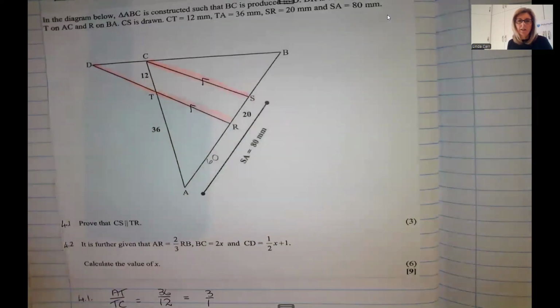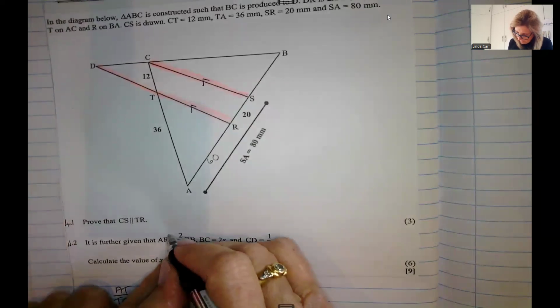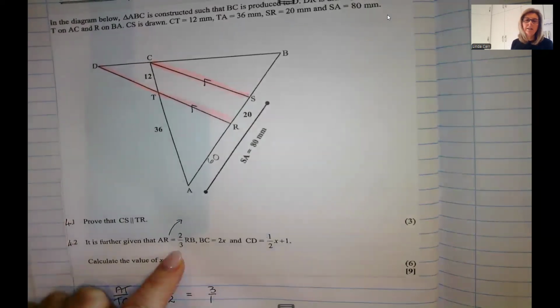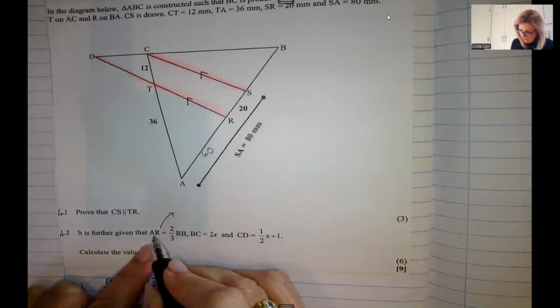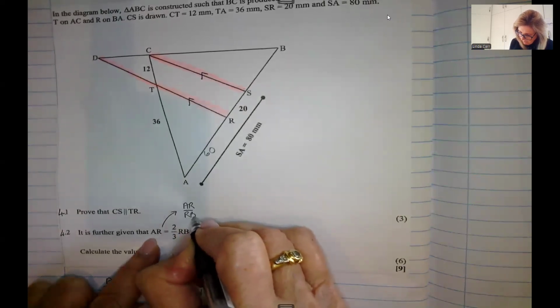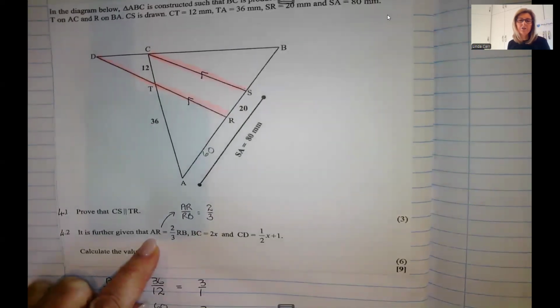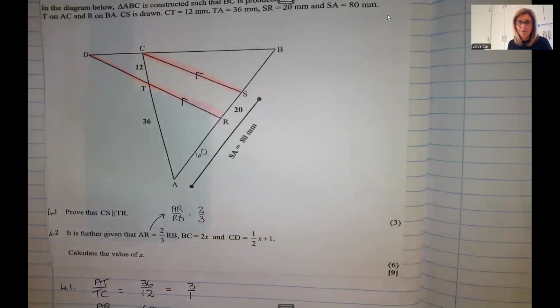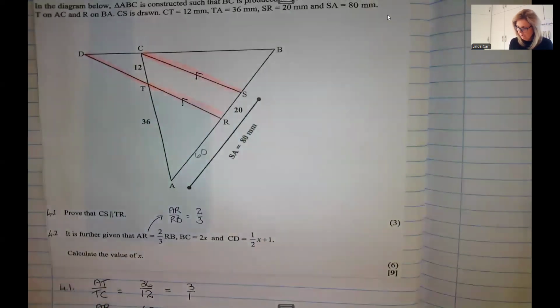And I'm going to take that parallel line all the way across. It's further given that AR is 2/3 of RB. All right, so already that's not the nicest, friendliest way of giving information. So I'm going to take RB and divide it on the left. So AR over RB equals 2/3. Do you see how that's much easier to understand? So AR to RB is 2:3.